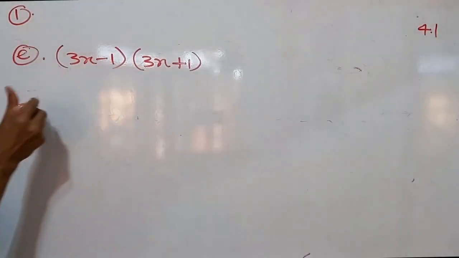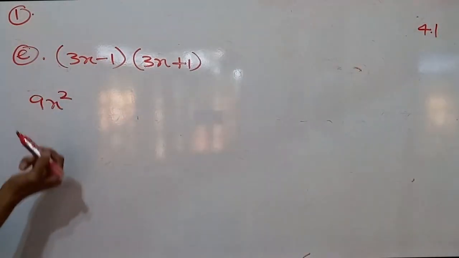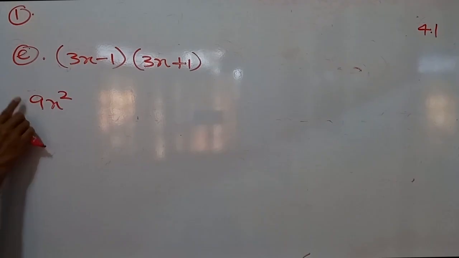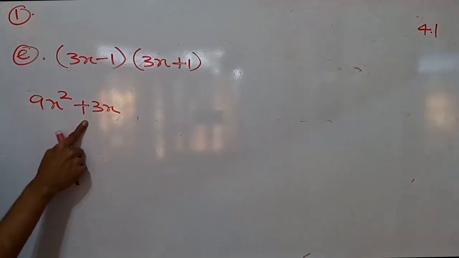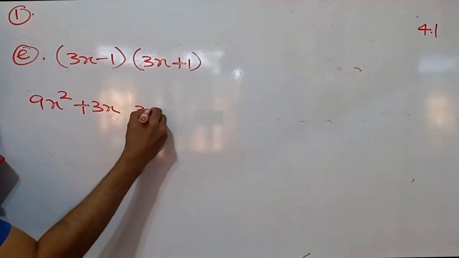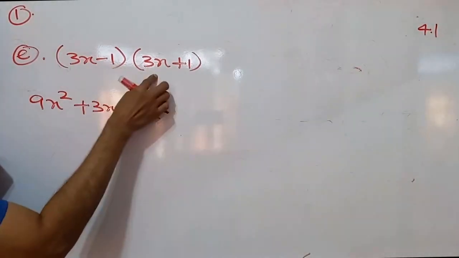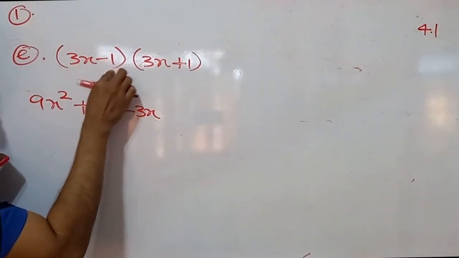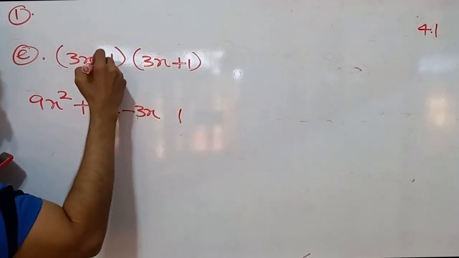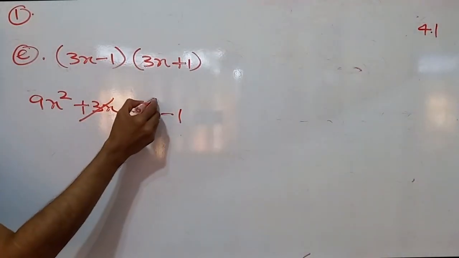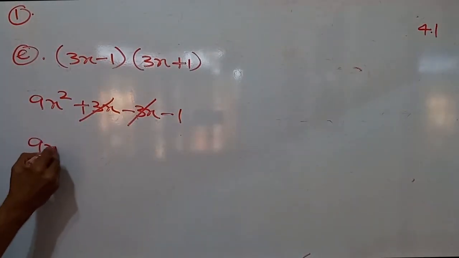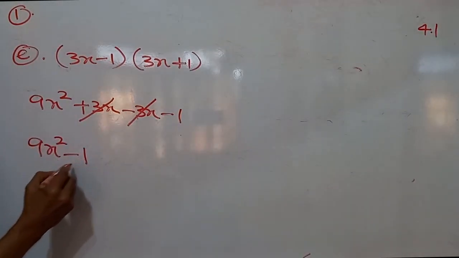So here we get what? 9x squared. So that is positive. Then we have 3x. That is also positive. Here we have 3x, but that's a negative. Negative into positive. Here we have what? 1 times 1, that is 1. Negative into positive, that is negative. So we can cancel out the positive 3x to negative 3x. So here the answer is 9x squared minus 1.